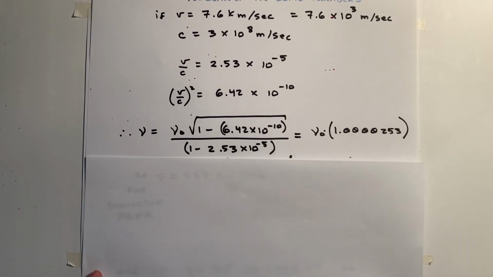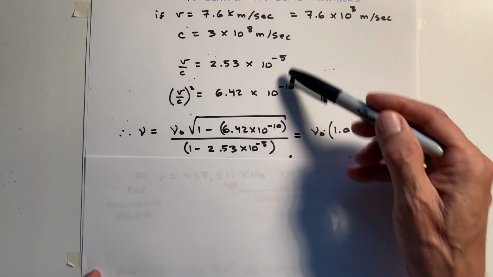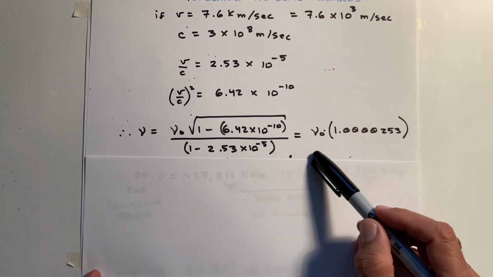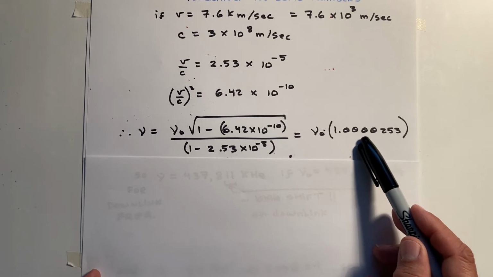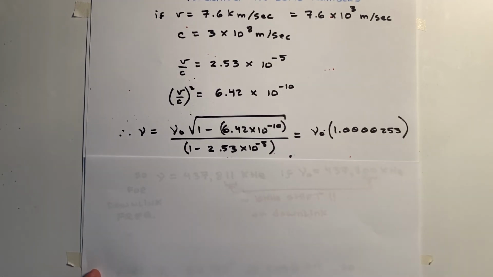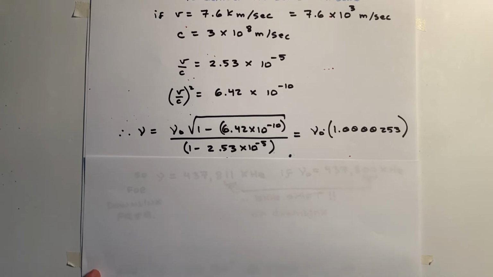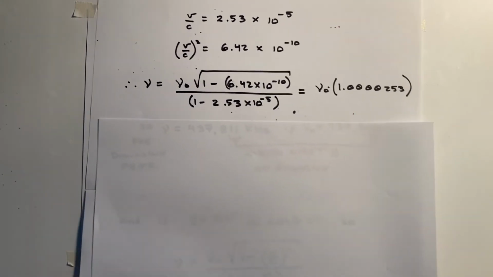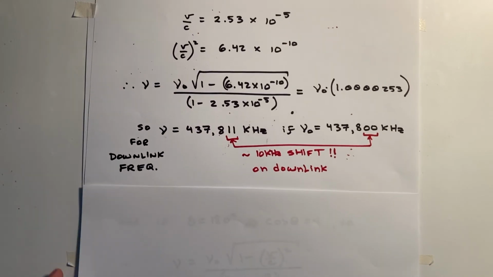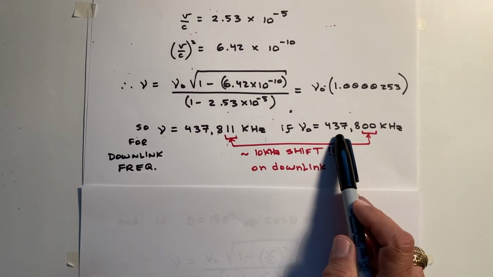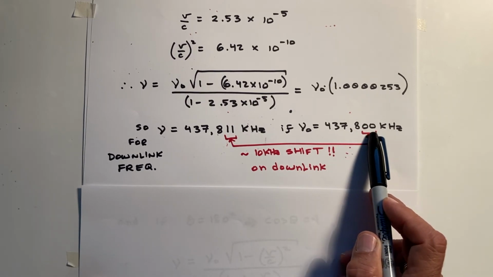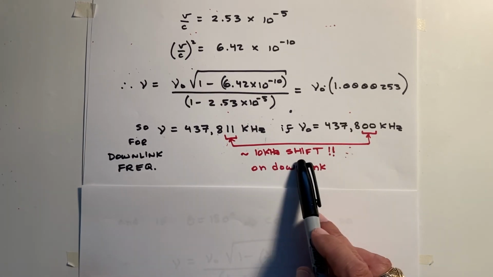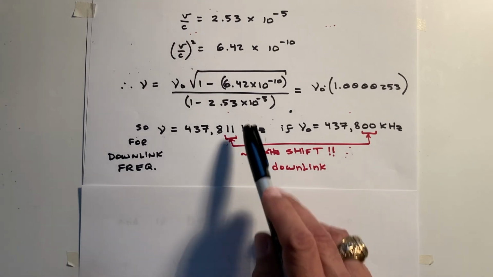Plugging in here, we end up with, there's our 6.42 term in here. There's our 2.53 subtracted term here. And we end up with the frequency nu equals the original frequency times 1.0000253. It might seem like a very small number, and it is. But remember, we're dealing with megahertz and kilohertz. So our frequency then looks like this. Specifically for the downlink frequency, remember we have to set our dial to 437,800 kilohertz. But we're told that there's going to be a 10K shift that we should compensate for on the downlink. That's exactly where it comes from.